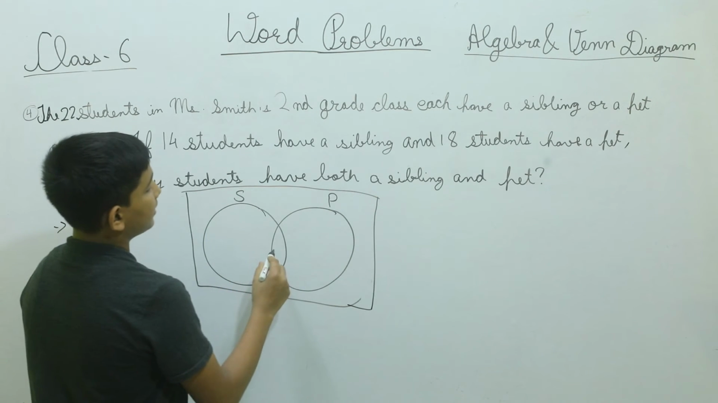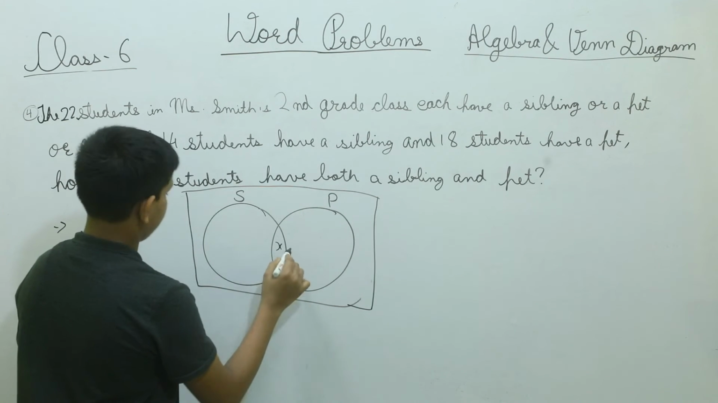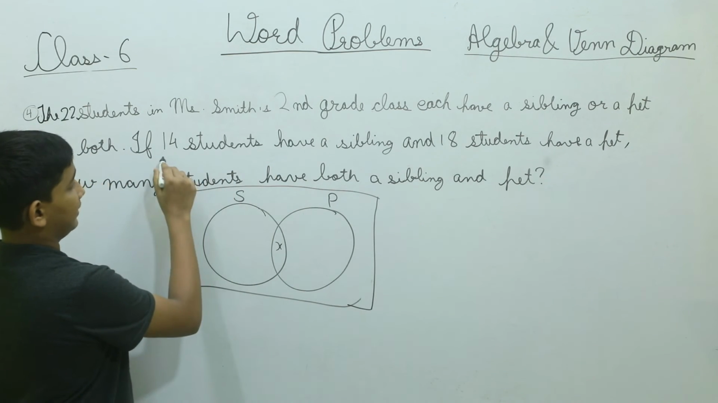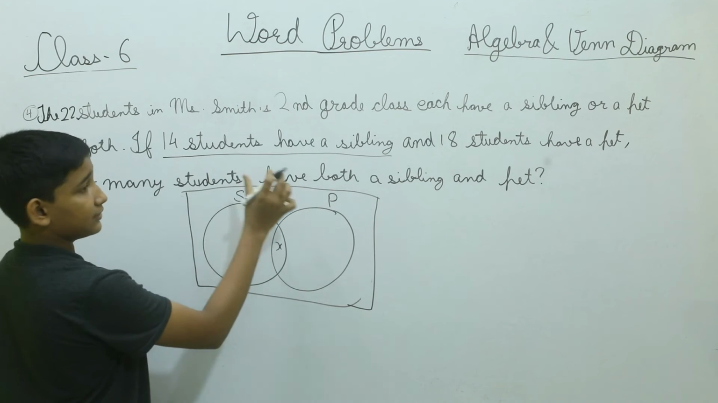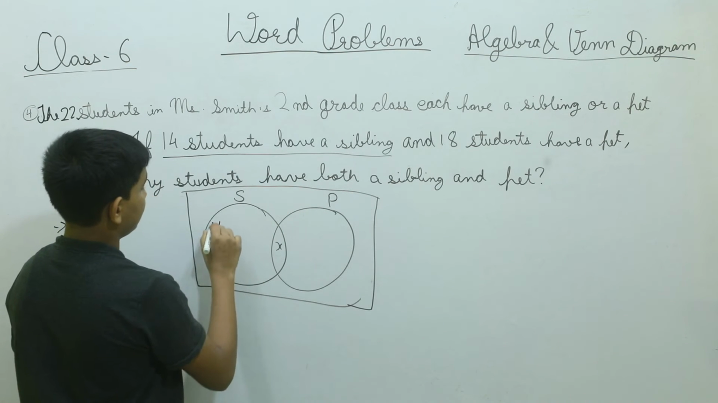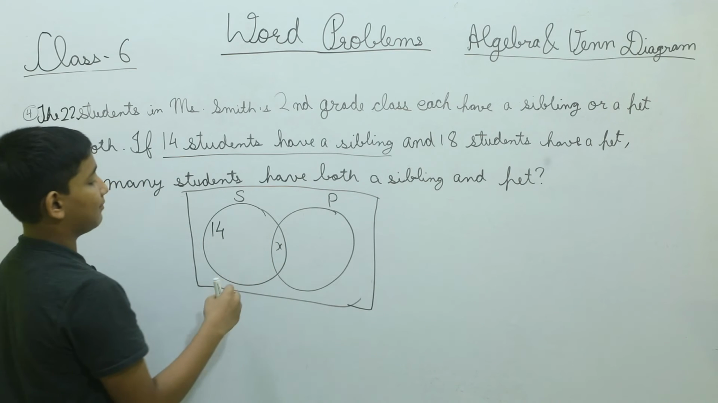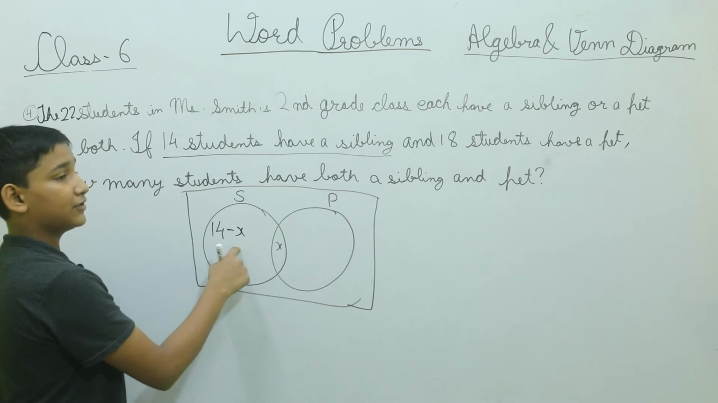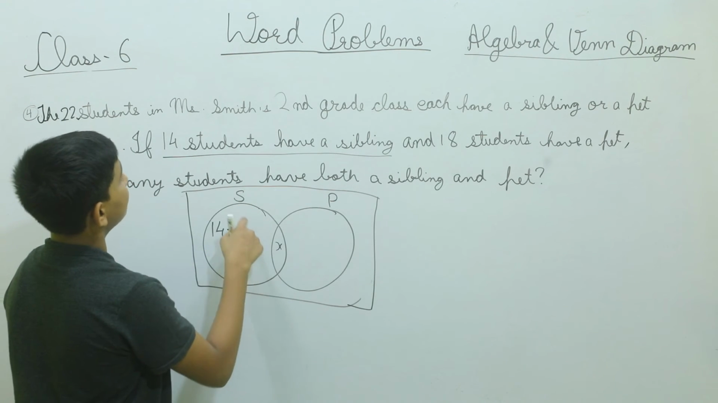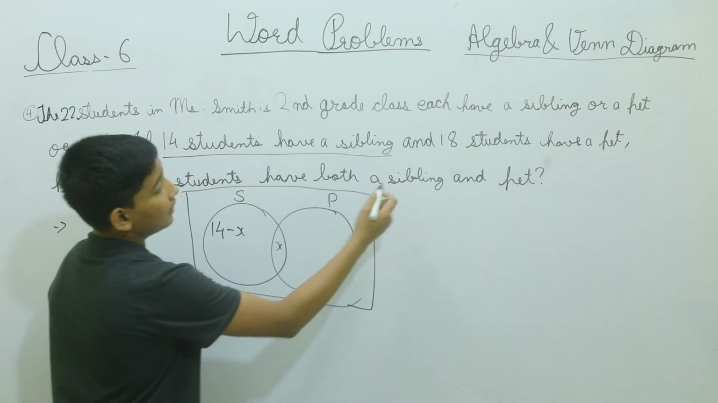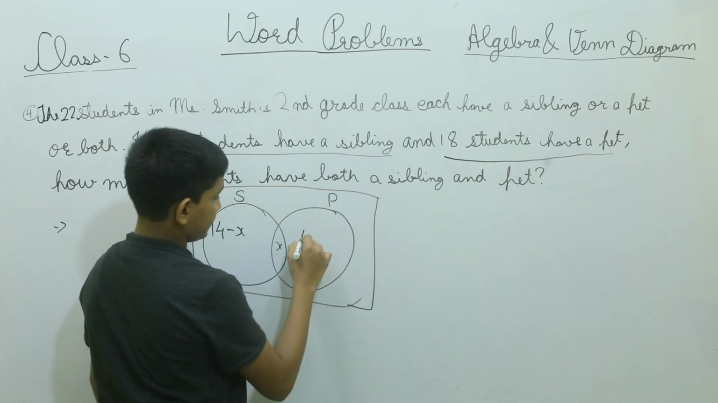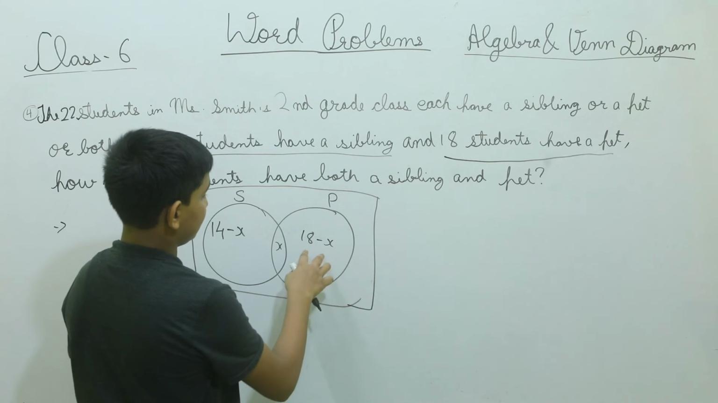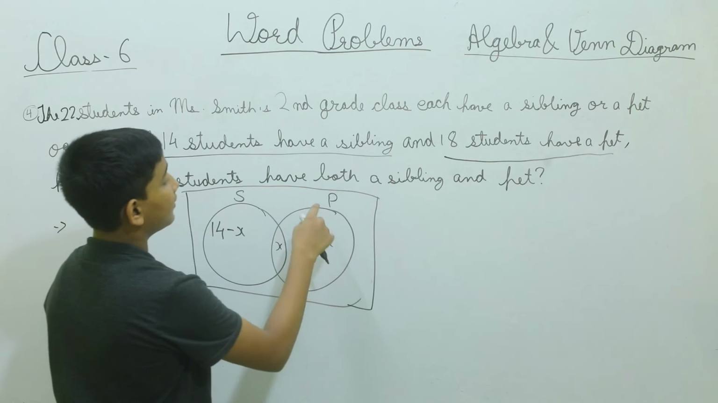Now, because the both is not given, we will count it as x. So 14 students have siblings. So 14 students have a sibling, 14, and because it is overlapping, that means both is also counted in this 14, so we will subtract it from here. That means 14 minus x have only siblings and 18 students have a pet. So we will do the same thing over here, 18 minus x. So 18 minus x, whatever the answer is, only have pets.